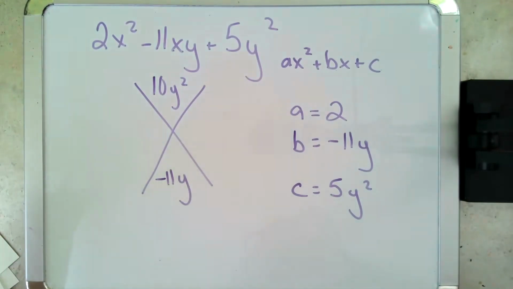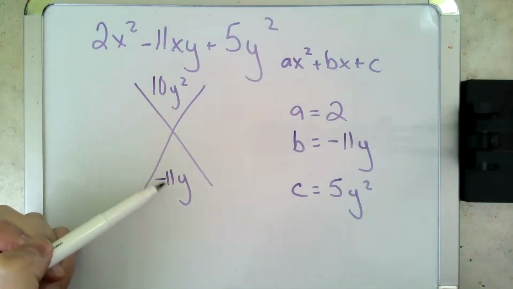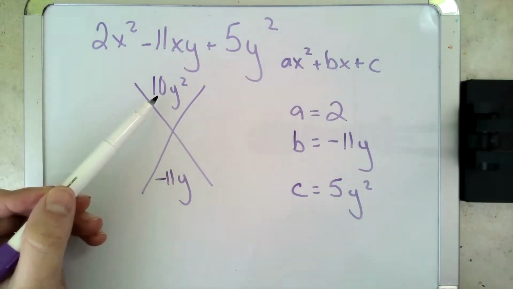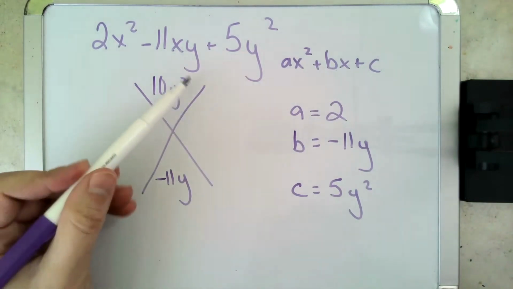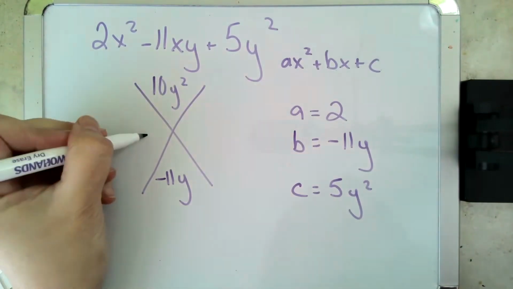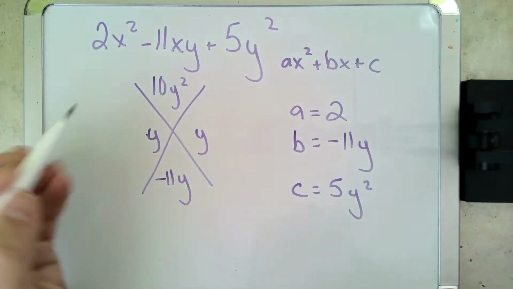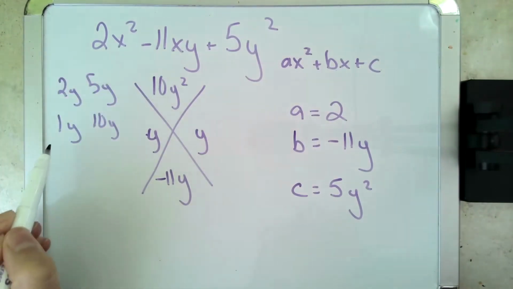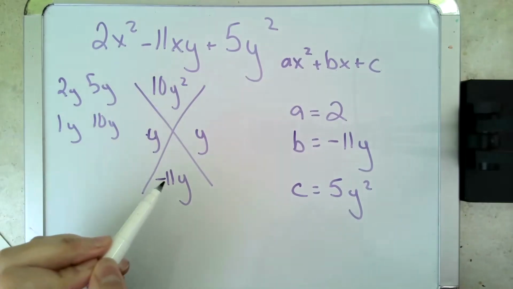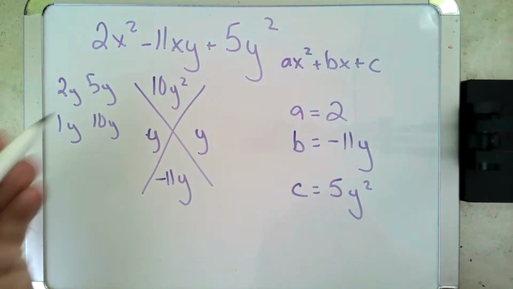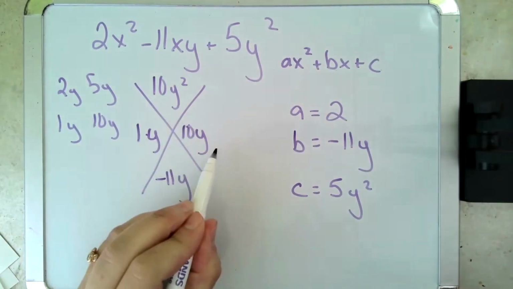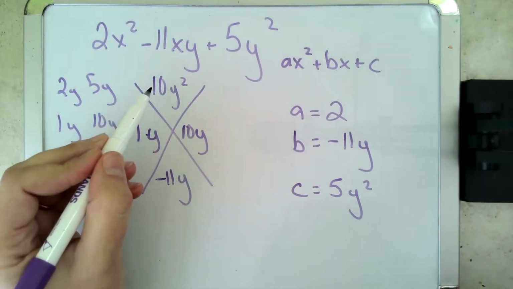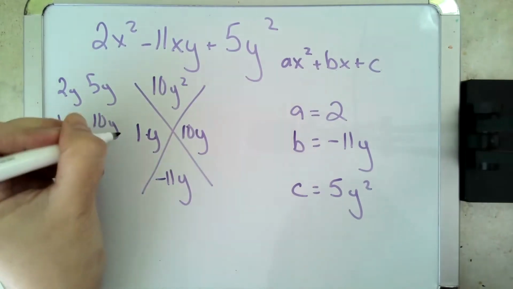And so once again, we're asking the question, what adds to negative 11y but multiplies to 10y squared? Okay, well, if it multiplies to y squared, we know there's a y in each of it. And if it multiplies to 10, that's either 2y and 5y or 1y and 10y. Well, if it's adding to an 11, that would be 1y and 10y. And if it's adding to something negative but multiplying to something positive, they both have to be negatives.